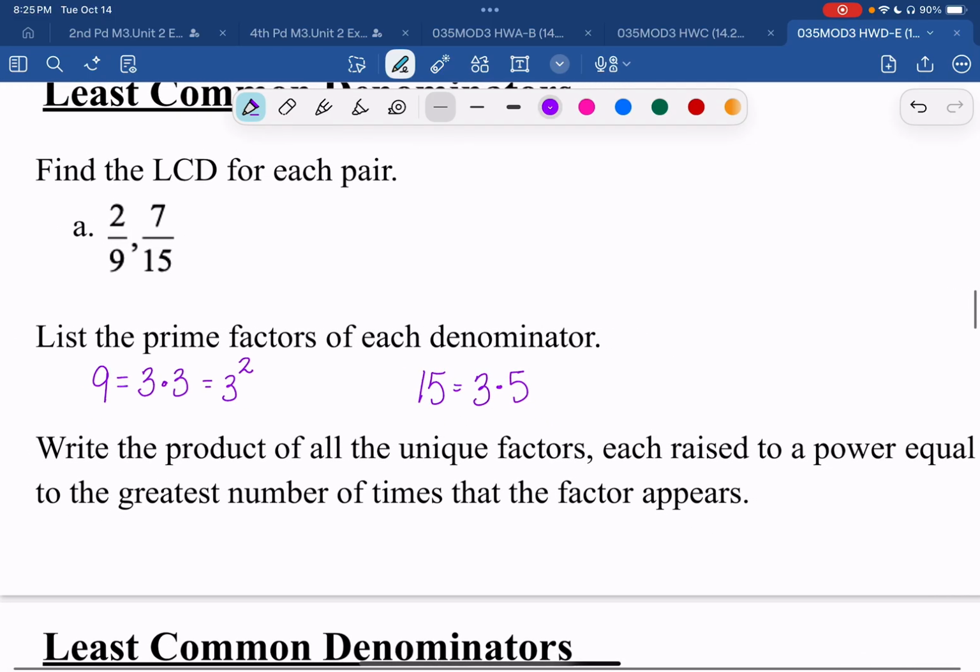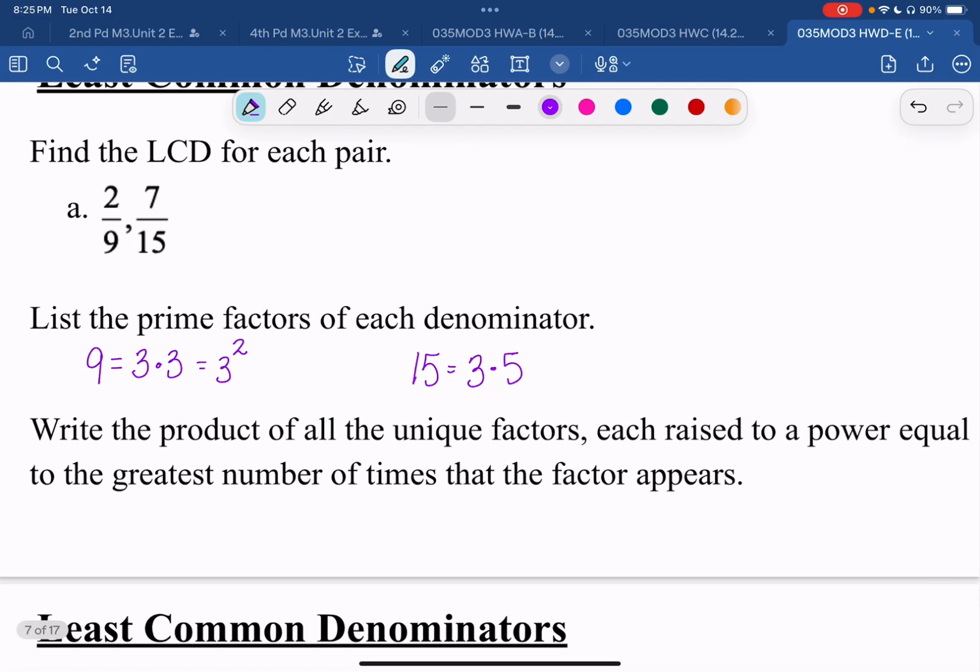So the LCD is going to be the product of all the unique factors, each raised to a power equal to the greatest number of times that factor appears. So that means that 3 and 5 are my unique factors. Well, I boxed in that first 3 because that had a square. That's the greatest number of times that factor appeared. And then 5 only appeared that once. So the LCD of 9 and 15 would be 3 squared times 5, or 45.